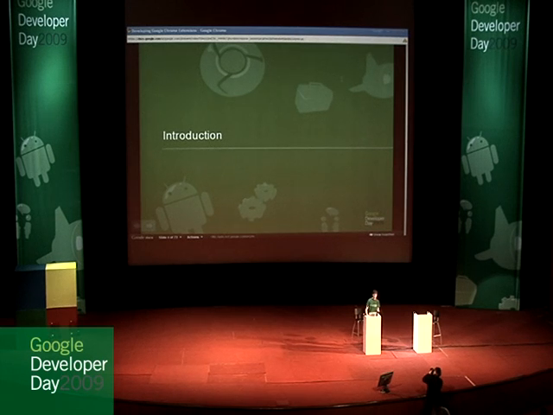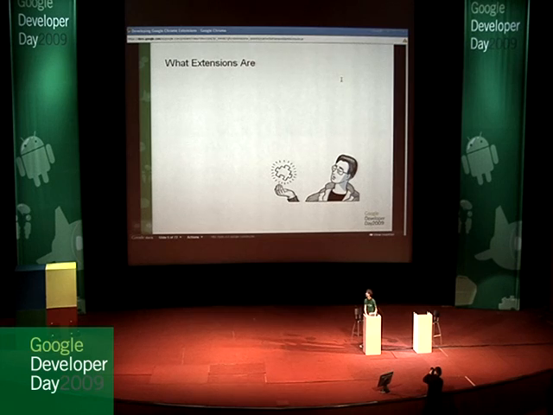So let's start out by talking about what extensions are. Of course, you already know what browser extensions are. They're programs, usually small ones, that add bits of functionality to the browser and modify its behavior. And Chrome extensions are just that for the Google Chrome browser.